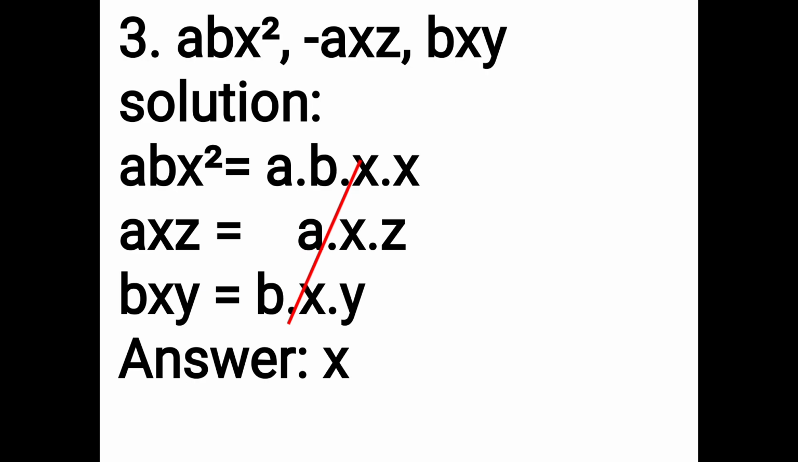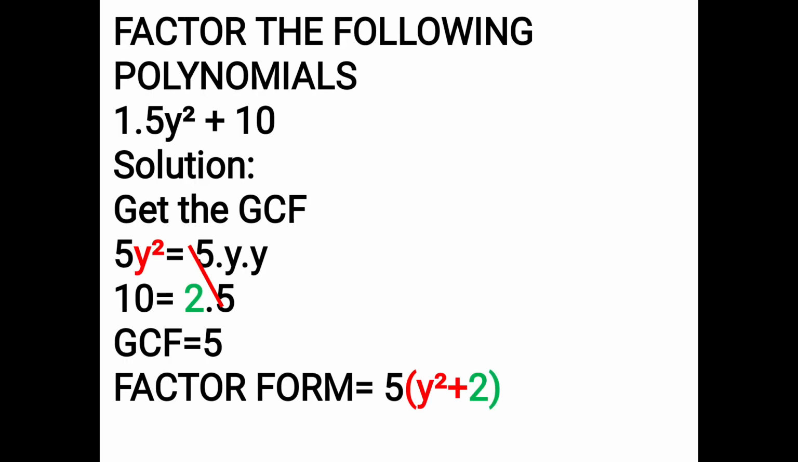For number 3, we have abx squared, negative axz, bxy. For the solution, we have abx squared for the prime factor, a times b times x times x. Then we have axz is equal to a times x times z. Then bxy, which is b times x times y. Get the common term, which is x, so the answer is x.